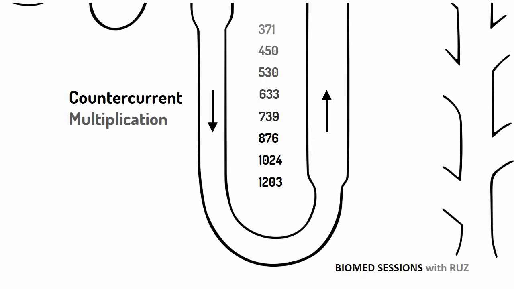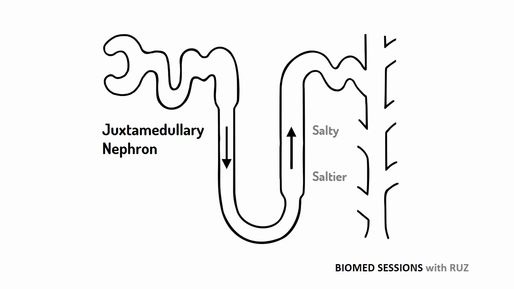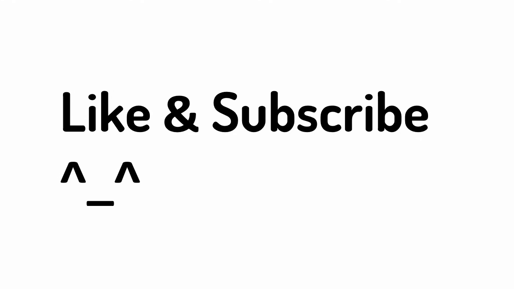So in summary, the loops of Henle of juxtamedullary nephrons are involved in the process of countercurrent multiplication, which enables the interstitial fluid to become more concentrated, i.e. increase in osmolarity the deeper you go into the medulla. The high concentrations in the medulla facilitate the passive movement of water out of the collecting duct and result in more concentrated urine. Okay, hopefully this tutorial was helpful to you.